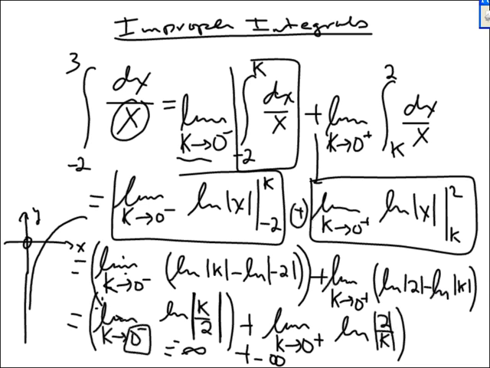Okay, so that one did not exist, but most importantly, 0 was in the middle of the interval that we were integrating over. The trouble spot was in the middle, so we had to use limits 2 times.